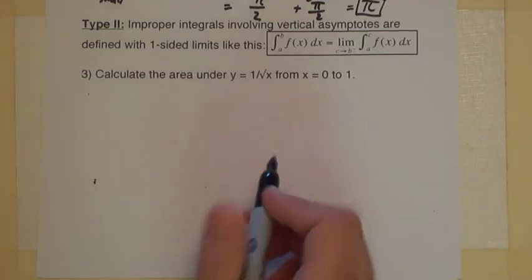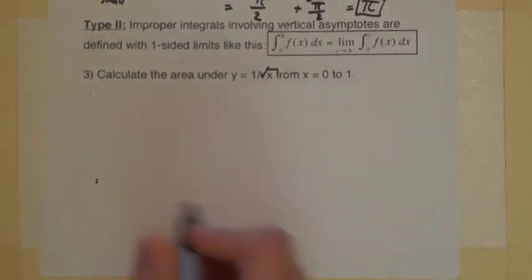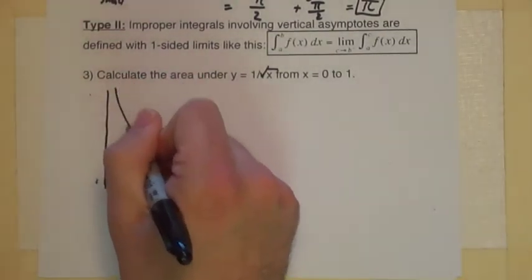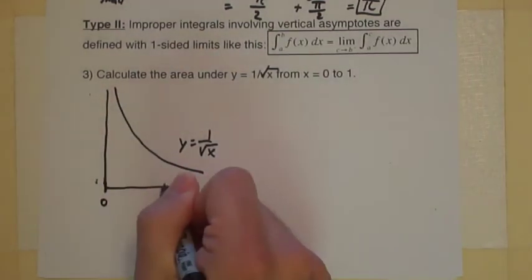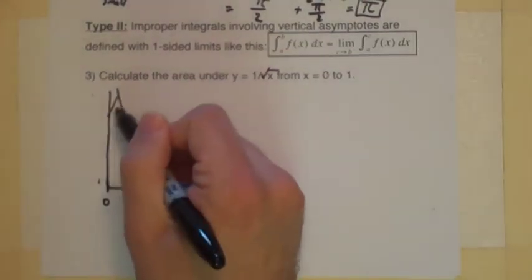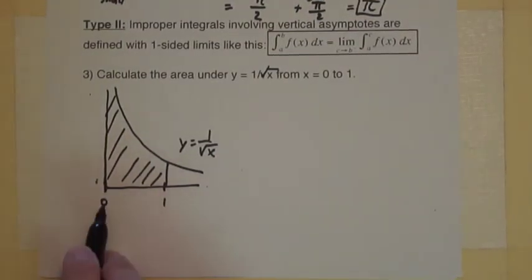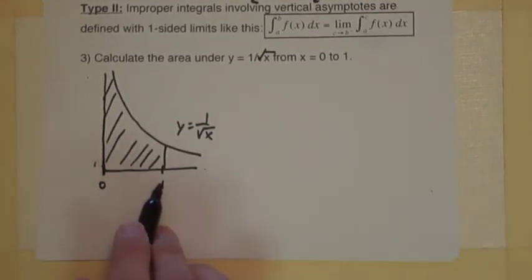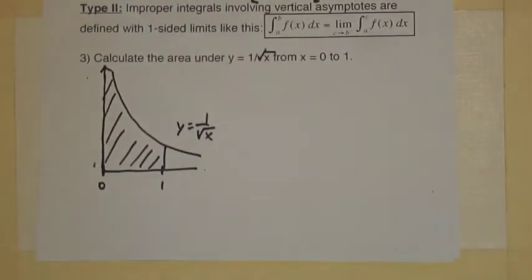Calculate the area under y equals 1 over square root of x from x equals 0 to 1. So we draw the picture. y equals 1 over square root of x looks like this, and we're going from 0 to 1. So we want this region. Now you can see from the picture that the issue is at 0, not at 1. In other words, the endpoint that makes this an improper integral is the 0, not the 1. The 0 is where it goes to infinity.